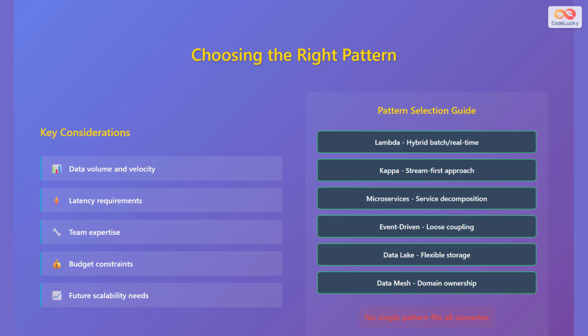Choosing the right pattern requires careful consideration of several key factors. The first factor is data volume and velocity. The second factor is latency requirements. The third factor is team expertise. The fourth factor is budget constraints. The fifth factor is future scalability needs.